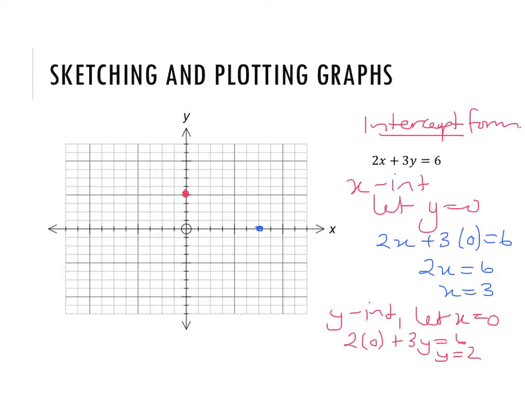And again, using a ruler, we just draw a straight line through those 2 points, and that becomes our graph of 2x plus 3y equals 6. Alternatively, we can rearrange that equation so it's in gradient form, like the previous question, and then just plot using our y-intercept and our gradient as well. But we have the options there.